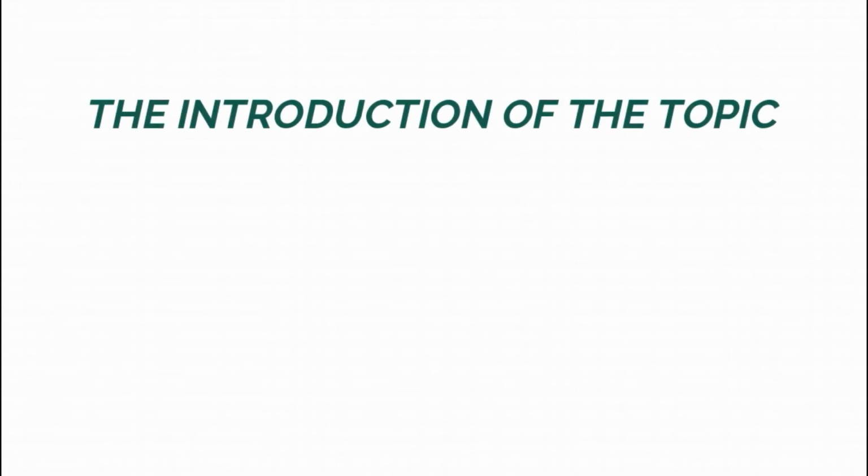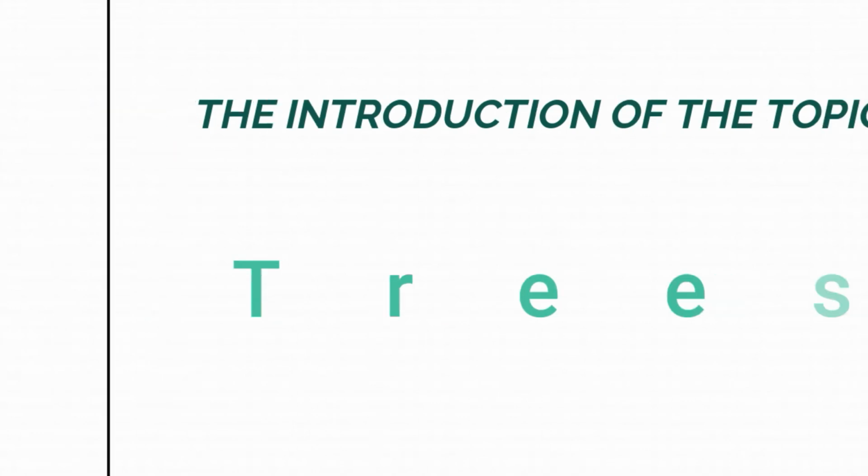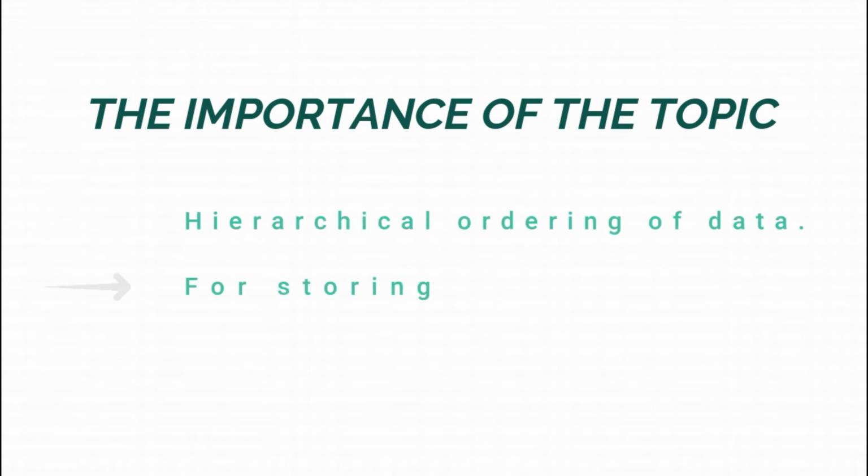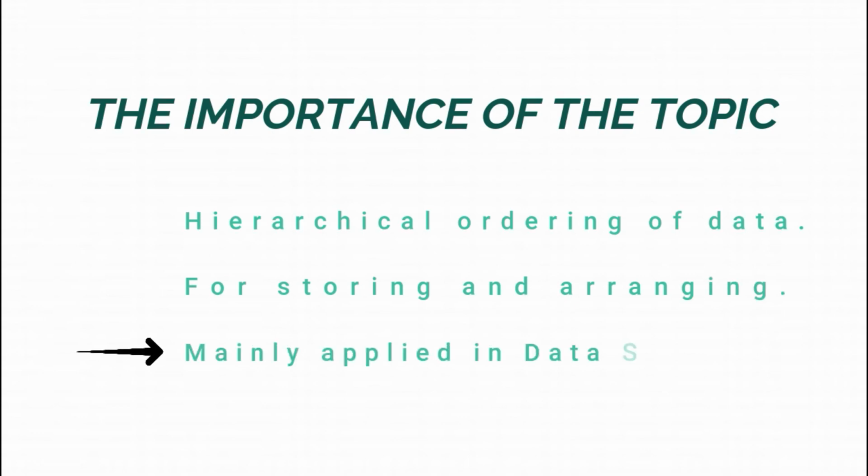Introduction of the topic. One of the topics that can be discussed within discrete mathematics is trees. A tree is a connected undirected graph with no simple circuits. Importance of the topic. Trees are important in computer science due to their hierarchical ordering of data that can be used for storing and arranging, which are mainly applied in data structures.